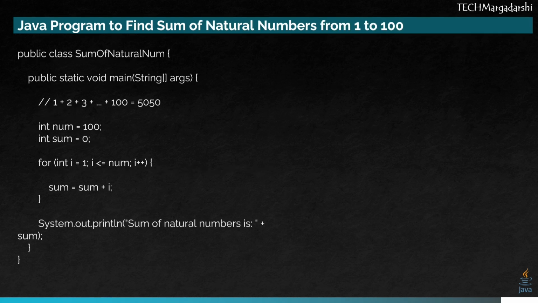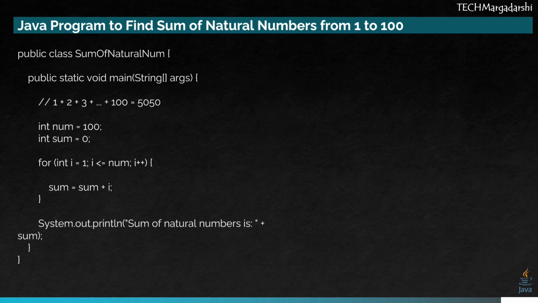Let's understand how to find the sum of natural numbers from 1 to 100 in Java. First, we create a variable called num and assign the value 100, which represents the ending number. We also create a variable called sum and initialize it with 0. Next, we use a for loop starting from 1 up to 100. During each iteration, the current value of i is added to the sum variable. This process continues until all numbers from 1 to 100 are added together.